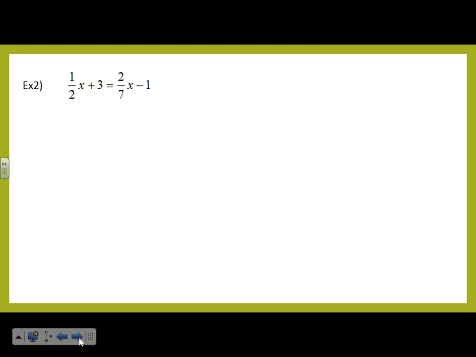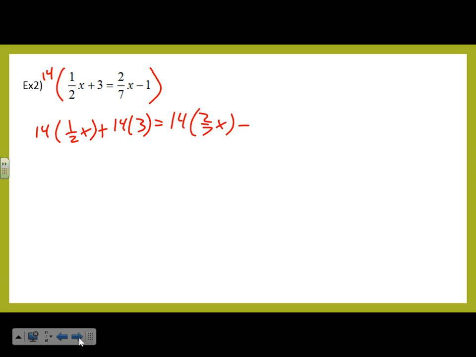So whether you do it that way or just find the least common multiple, it's still going to be 14. Again, 2 times 7 is 14. 7 times 2 is 14, so that's what you can always check. So I have 14 times 1/2 x plus 14 times 3 is equal to 14 times 2 over 7x minus 14 times 1.